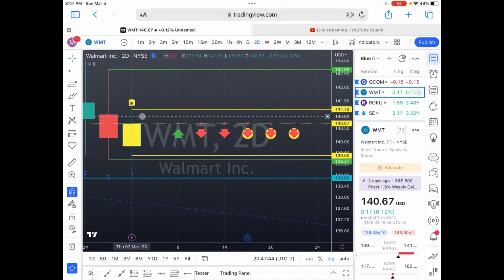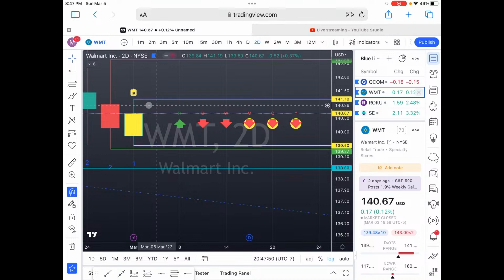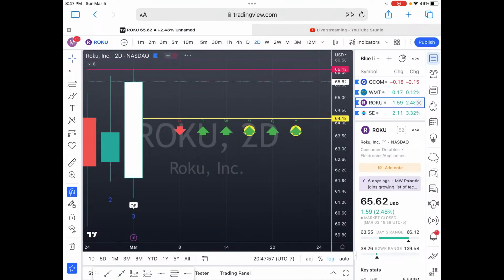So again, inside bars, if you're struggling, if you're new, it's something that you guys should follow or should look for, because they're easier to play. You can take them in both directions. You can take calls at 141.19 or puts at 139.50. We'll move on to Roku.